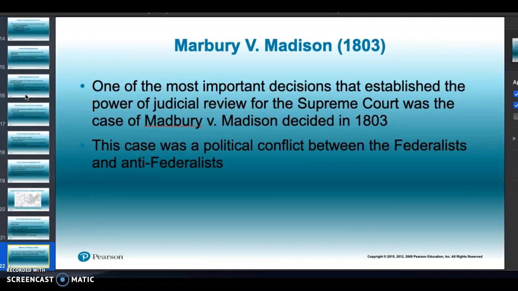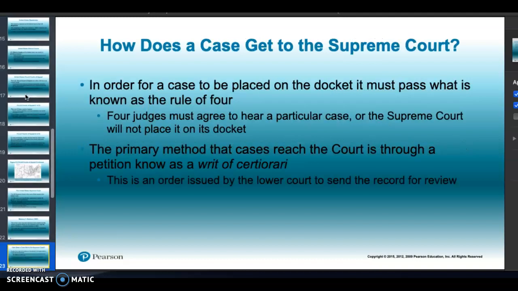Marbury versus Madison is a very important case. It was decided in 1803, and it was the most important decision in judicial review for the Supreme Court. This case was a political conflict between Federalists and Anti-Federalists. It is talked about in your book, specifically at page 31, and it talks about the idea of judicial review, establishing the power of the U.S. Court to review and determine the constitutionality of acts of Congress and the executive branch. Now, the executive branch is the president.